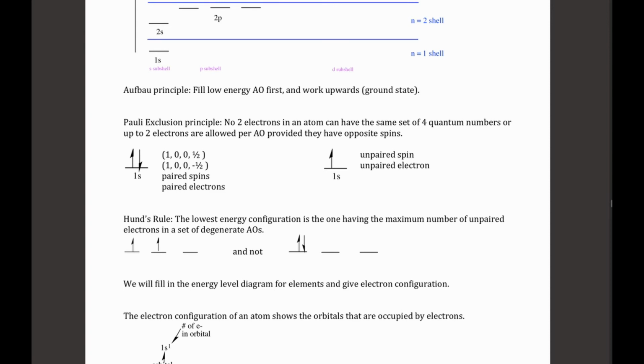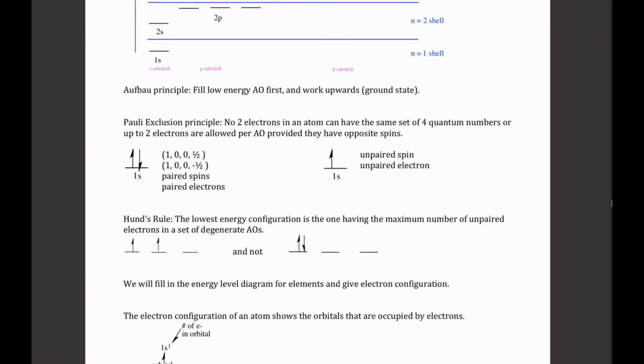Hund's rule is the lowest energy configuration is the one having the maximum number of unpaired electrons in a set of degenerate atomic orbitals. Okay, so let's say we take p atomic orbitals. There's always 3 of them. They have equal energies. They are degenerate.